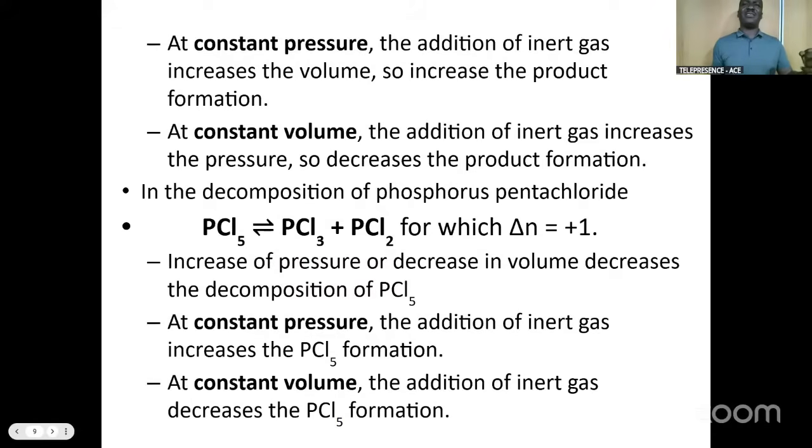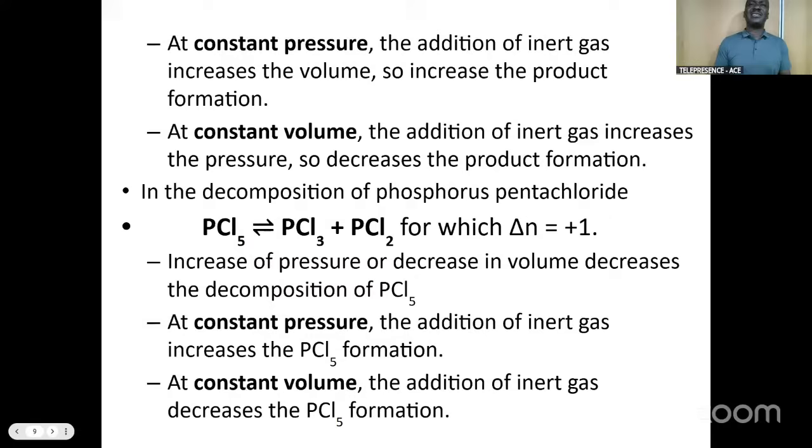That is to say, the composition of PCl5 is reduced, is disfavored, because PCl5 is produced. Instead of it decomposing, more of it is being produced. Okay, that's how the increase in pressure will affect such a process. Now, what happens to a decrease in pressure?